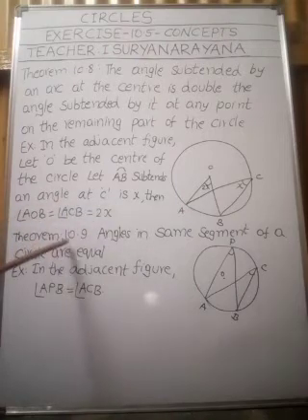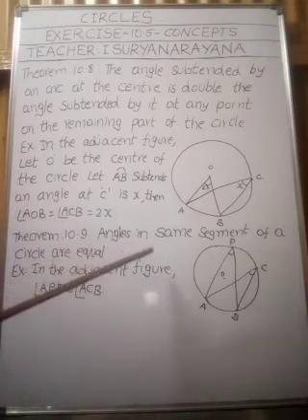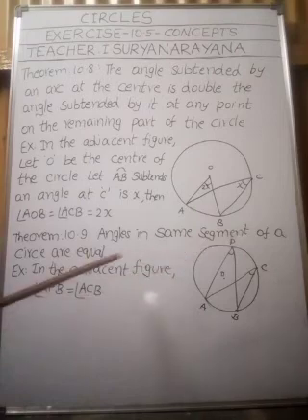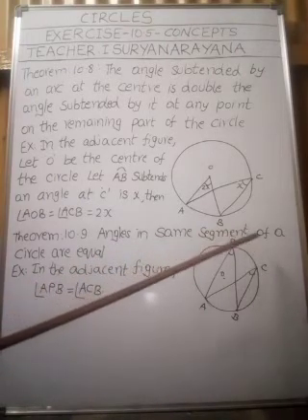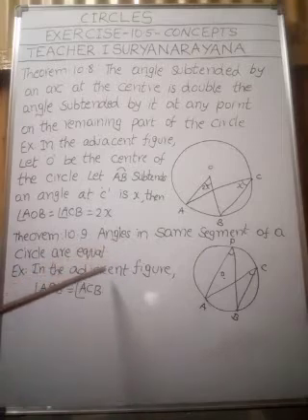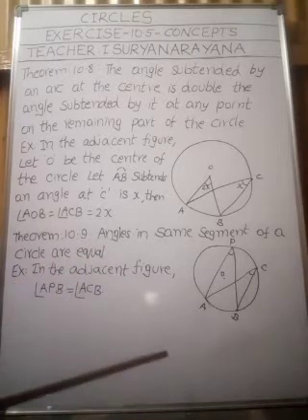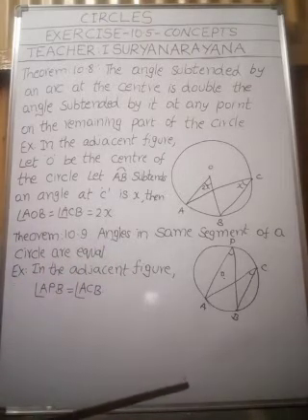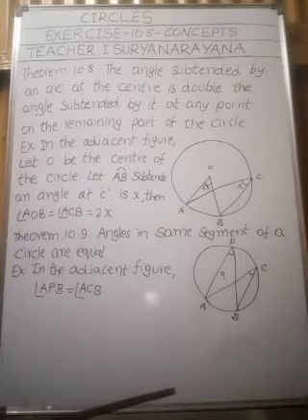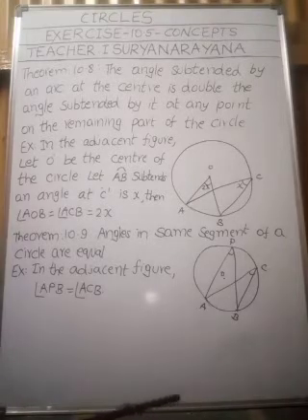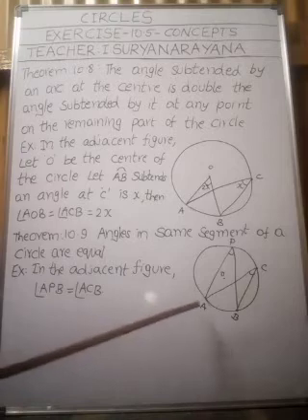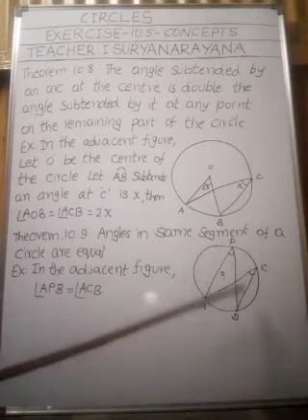Now come to theorem 10.9. Angles in the same segment of a circle are equal. Previously we have discussed segments: major segment, minor segment, minor arc, major arc. In the adjacent figure, observe this figure, my children.